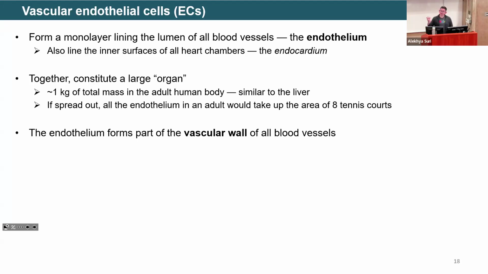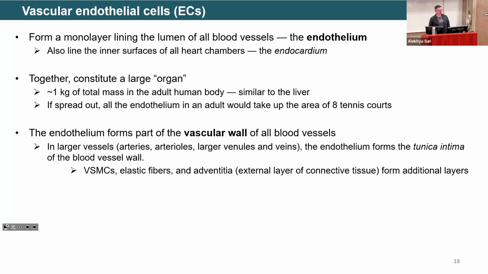Now, the vascular wall is the organ that we're mostly concerned with today, and it includes the smooth muscle, but it also includes the endothelium. So in the larger vessels, the endothelium forms this layer that's called the tunica intima, and the other layers are basically the adventitia, the elastic fibers, the smooth muscle, and all that stuff.